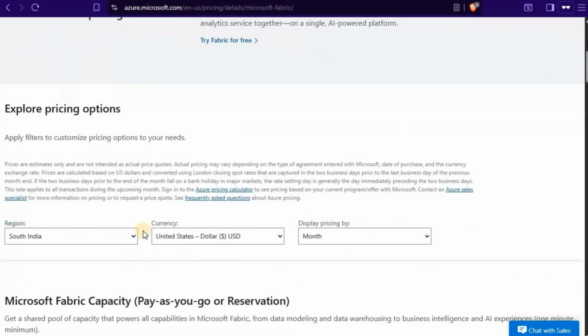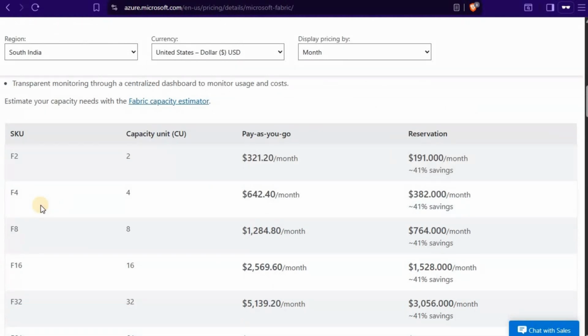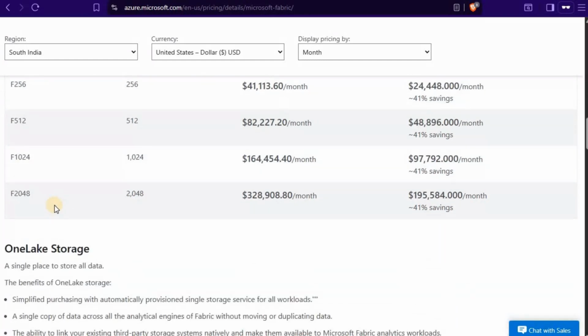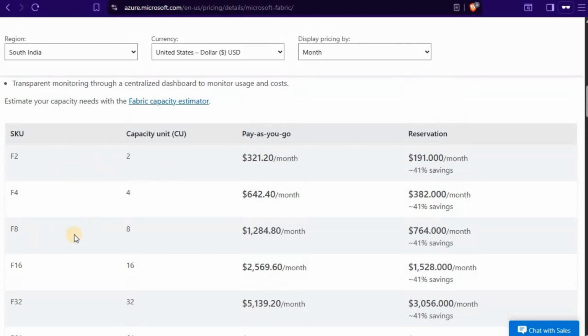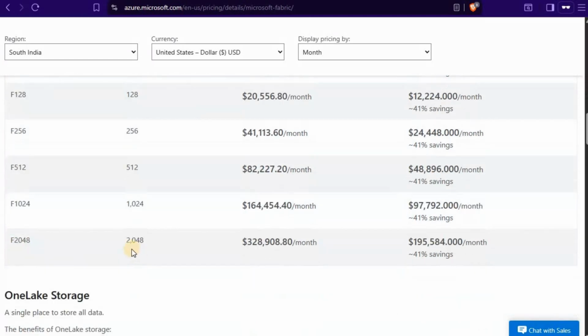The SKUs are named F2, F4, F8, F16, and so on, up to F2048, where the number in the name indicates how many CUs it provides. For example, F2 has 2 CUs, F8 will have 8 CUs, and F2048 will have 2048 CUs. Each step up roughly doubles the capacity of the previous, which means you can scale from a very small capacity to extremely large depending on your needs.